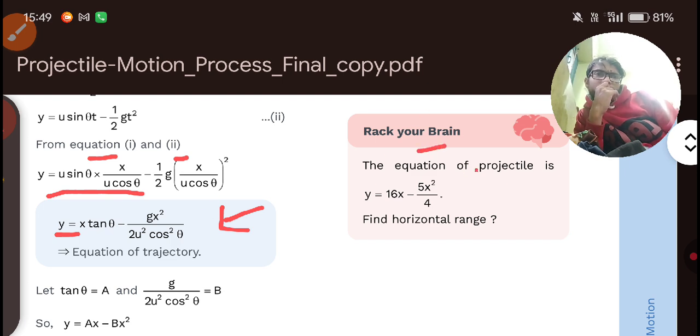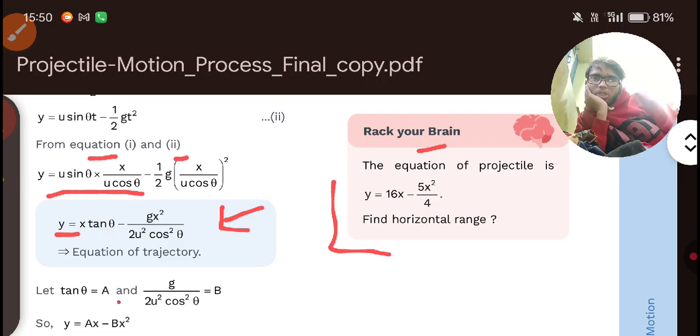Rack your brain. The equation of a projectile is y is equal to 16x minus 5x square upon 4. Find the horizontal range. Okay, you can ignore this thing. We will see it later.